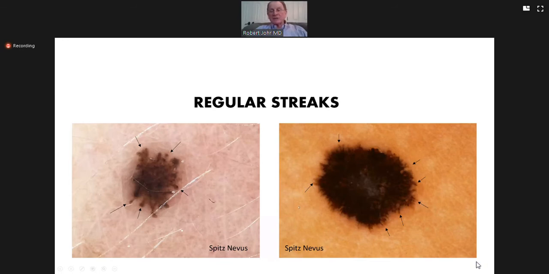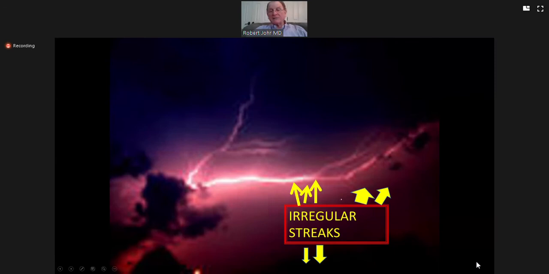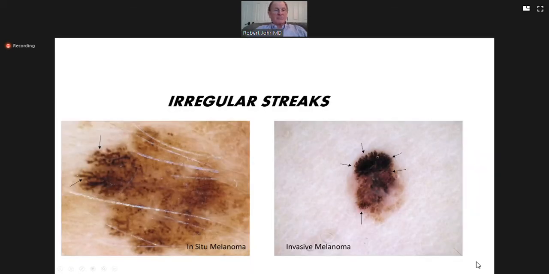So irregular streaks are defined as foci of streaks. There are streaks here and there, but they're not completely around the lesion. So we have in situ melanoma with linear projections of pigment at the periphery, but they're not around the whole lesion. And streaks can be associated with pigment network. They can be found by themselves, or they can be associated with dark blotches.